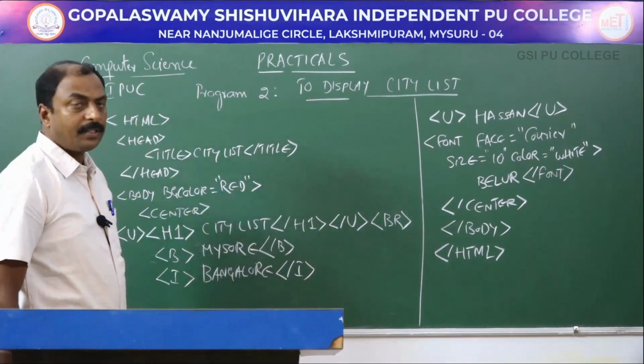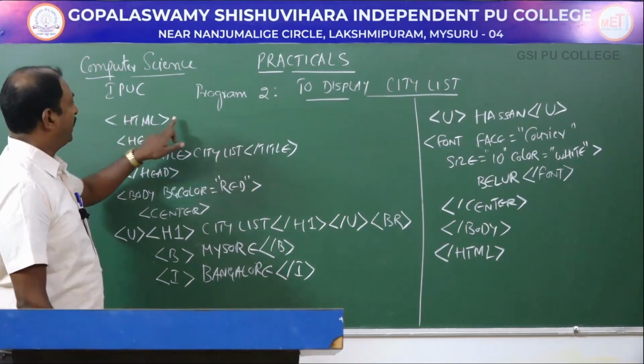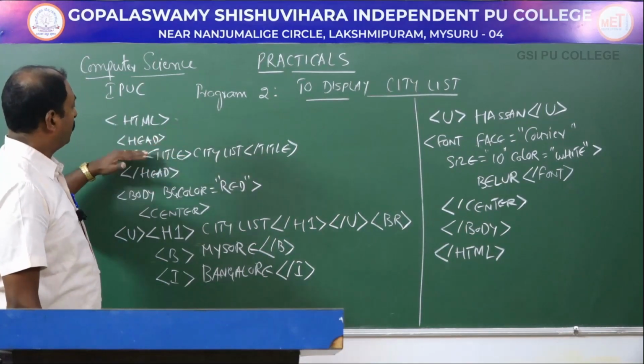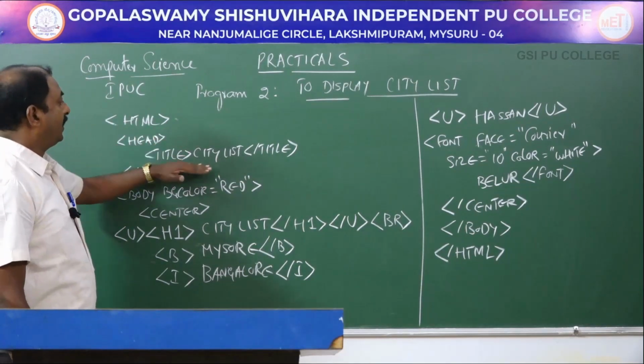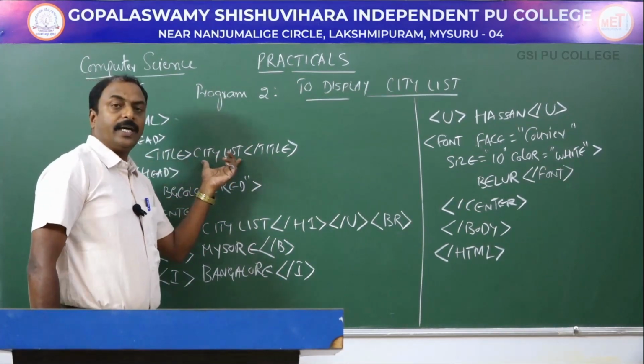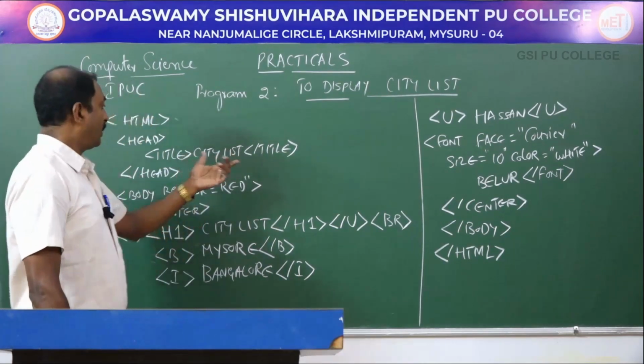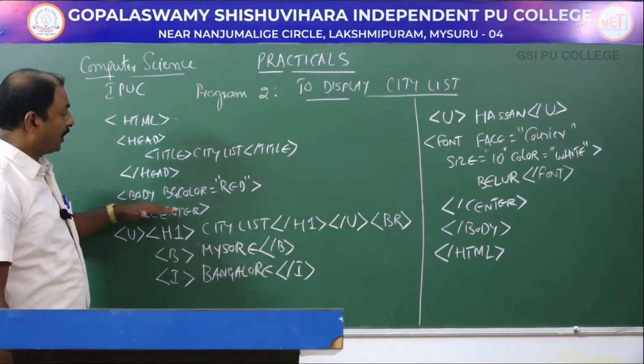Let me explain once again. The HTML program starts with HTML, followed by the head tag, and the title here, city list. This city list is a title and it will appear in the title bar of your web browser window. Then after that we start with the body.